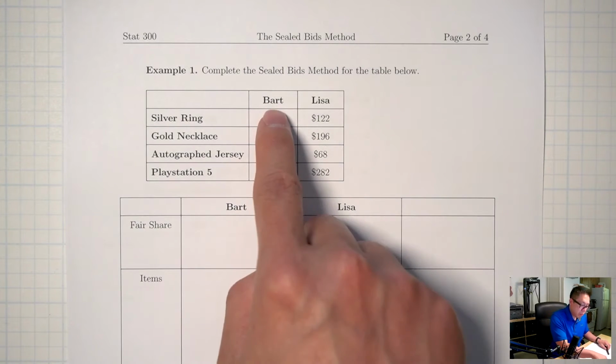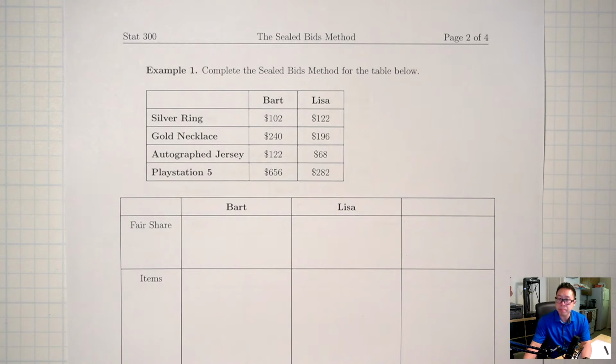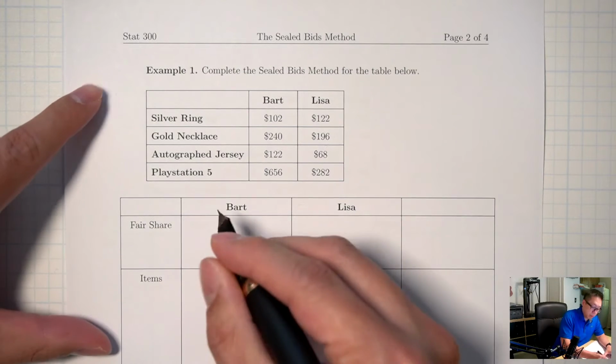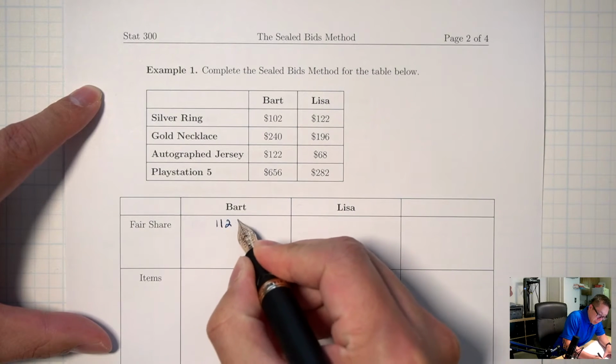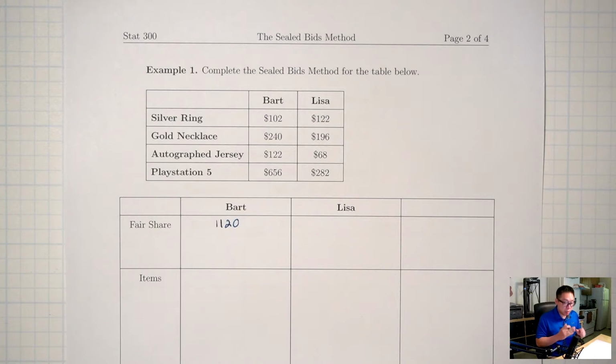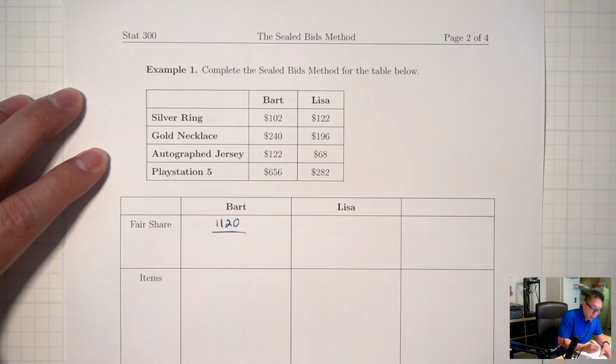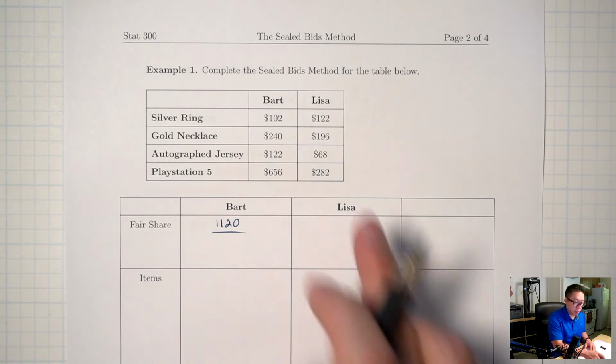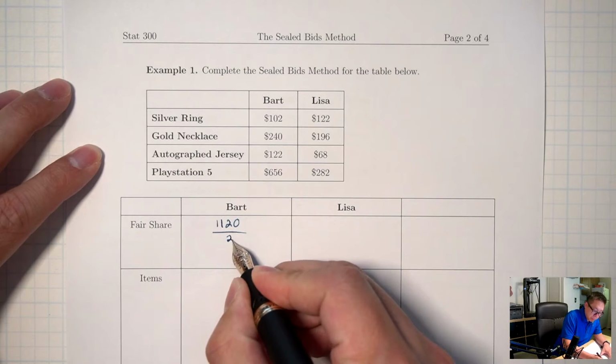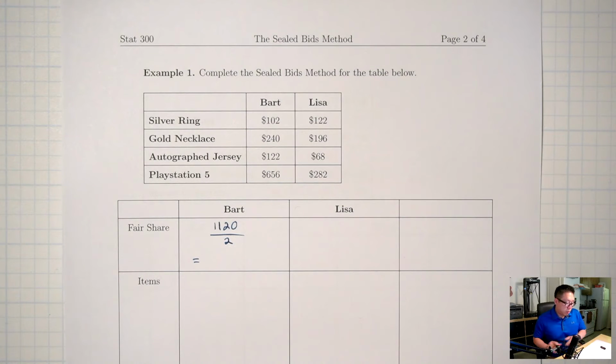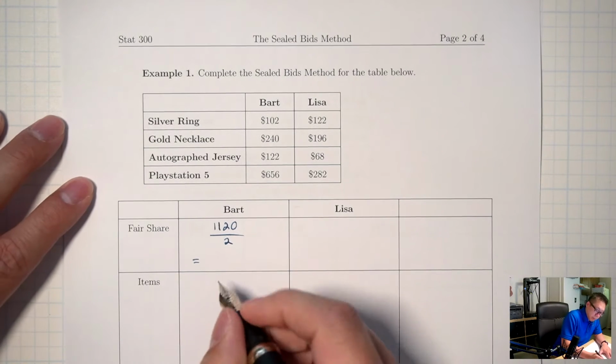So for Bart, 102 plus 240 plus 122 plus 656. Okay, so in Bart's eyes, all of the items total 1,120. So that's all the items together in Bart's eyes. And we're going to divide this by, we're sharing this between two people. So Bart and Lisa, two people, we're going to divide it by 2. 1120 divided by 2 is 560.